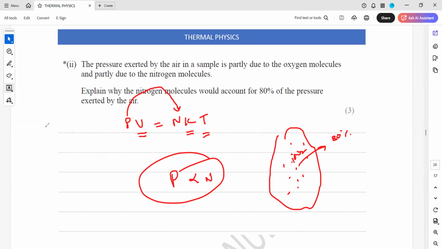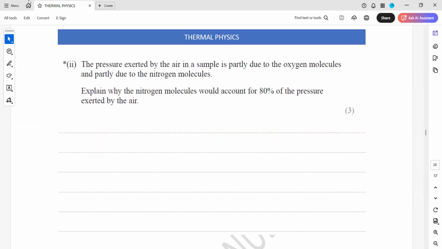So how to score 3 marks? First thing you'll mention is that the pressure exerted by the gas depends on volume, temperature, and the number of particles. But volume and temperature are the same for both gases. Nitrogen is 80%, so there is a greater number of nitrogen molecules. That's why it will exert a higher pressure in the lungs.